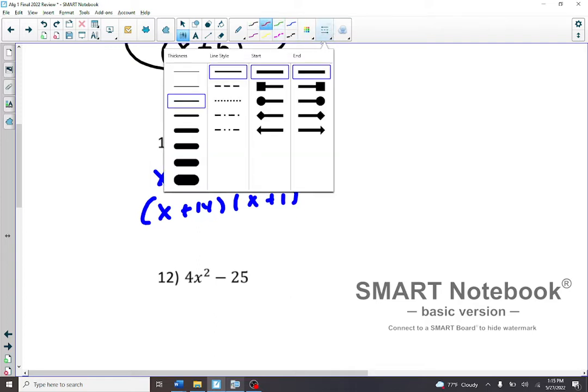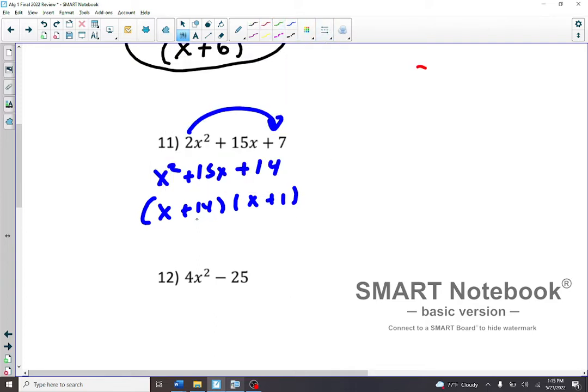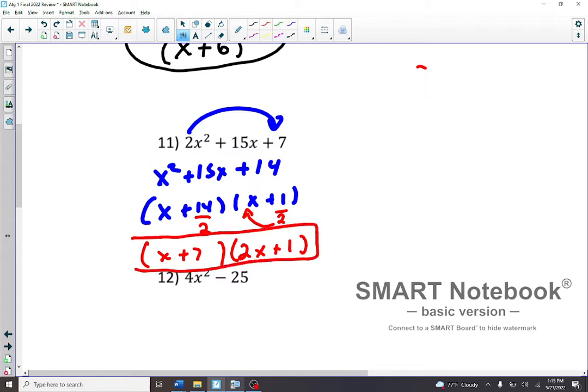Now, since we did that, what we're going to do is divide both by the thing we borrowed, which in this case was 2. Because we do that, we're going to simplify this one, which is x plus 7. But this one cannot be simplified, so we move it to the front, and it becomes 2x plus 1. And that will be your final answer on that one.